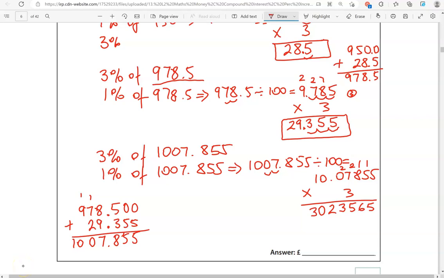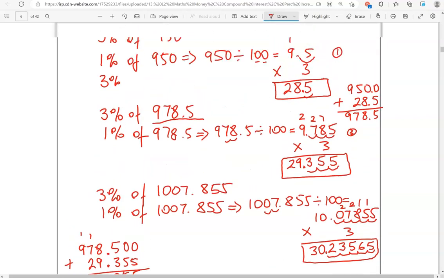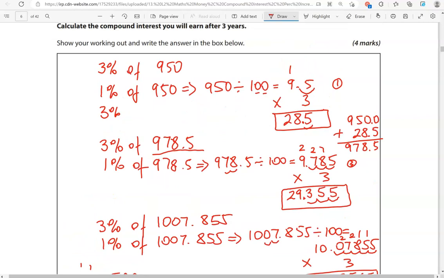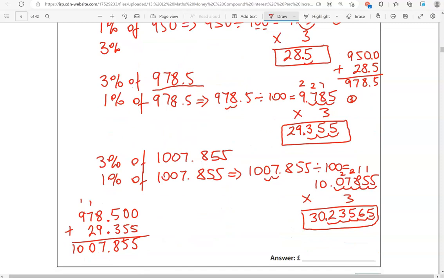Now to place the decimal point, the first number has 1, 2, 3, 4, 5 decimal places. 3 doesn't have any, so in total we give the answer 5 decimal places: 1, 2, 3, 4, 5. So 30.23565. That's the interest at the end of year 3. We only need the interest over 3 years, so we're going to add the interest for year 1, 2 and 3.